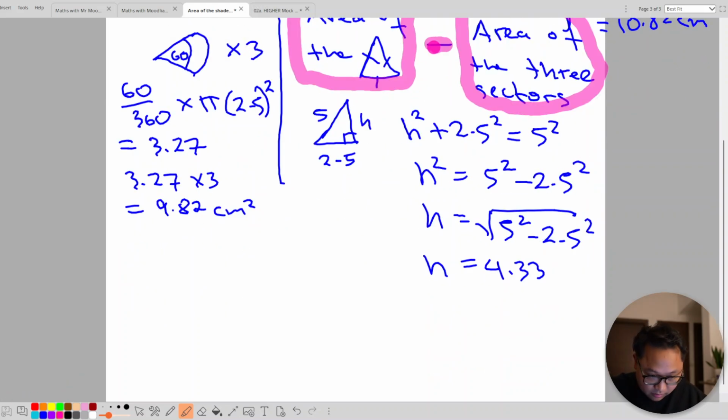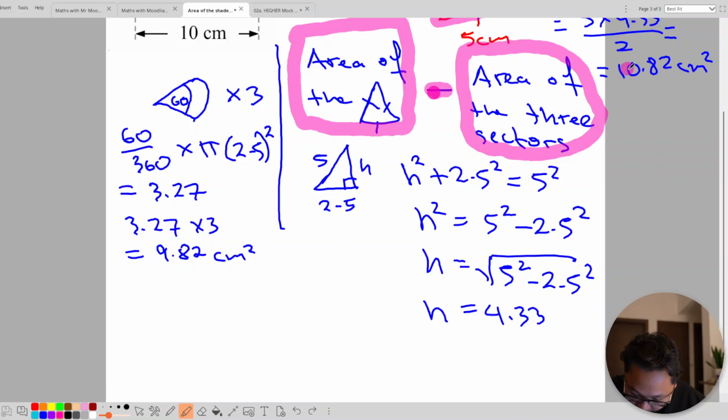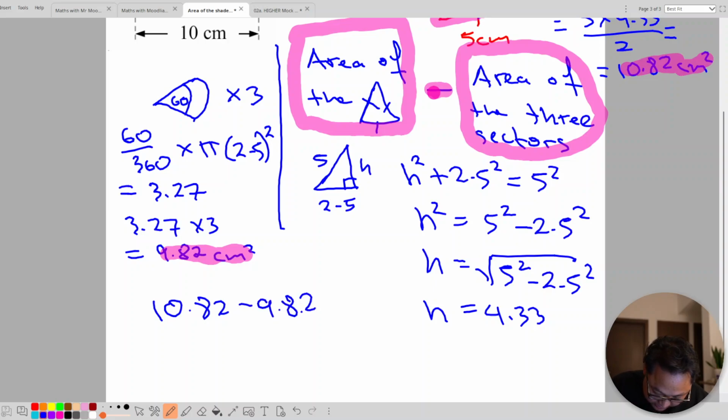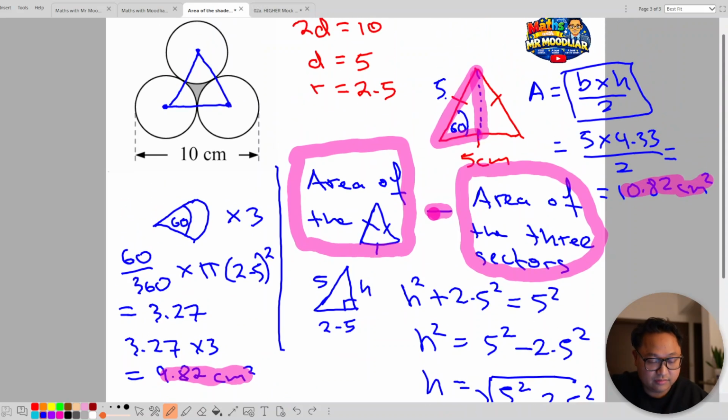So what do we have now? I need 10.82 take away 9.82. So what would it be? 10.82 take away 9.82 is going to give you exactly, well, not exactly, because earlier I rounded to two decimal places. That'll be 1 centimeter squared, and that's how you work out the area of that shaded region.